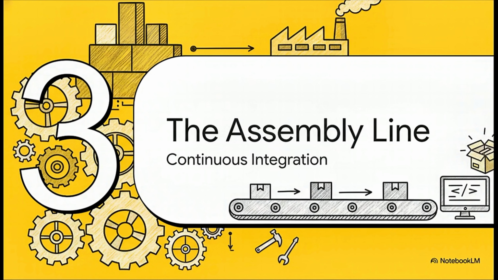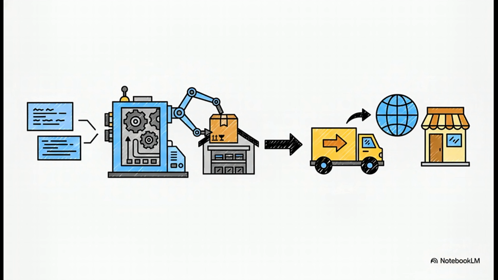So, the factory floor is prepped, our materials are on site. Now we can fire up the first half of our assembly line. This whole section is called continuous integration, or CI for short, and its entire job is to build and package our product.